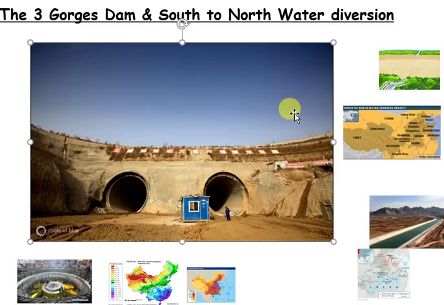Right then, advantages. Well, the first advantage clearly is that the more arid north is going to receive water. Yep. So 44.8 billion cubic meters of water annually can be transferred. Wow. That's a lot.